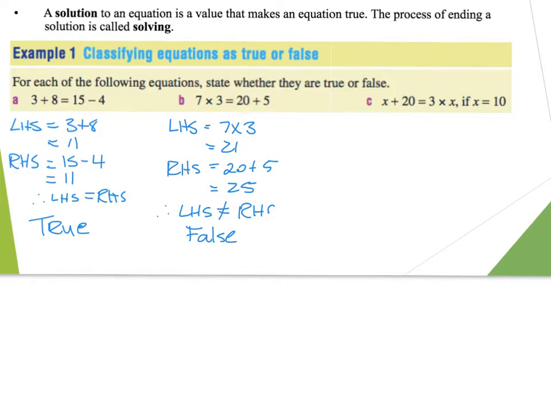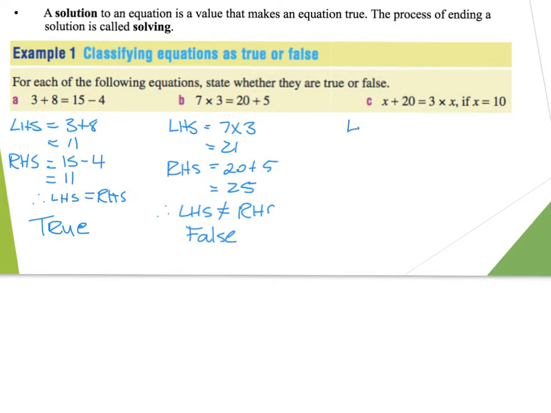The last example, we have an x. They say, prove that this equation is true if x equals 10. Only for this condition, because we don't know what x is, this might be true for other values. They want us to see if x equals 10.